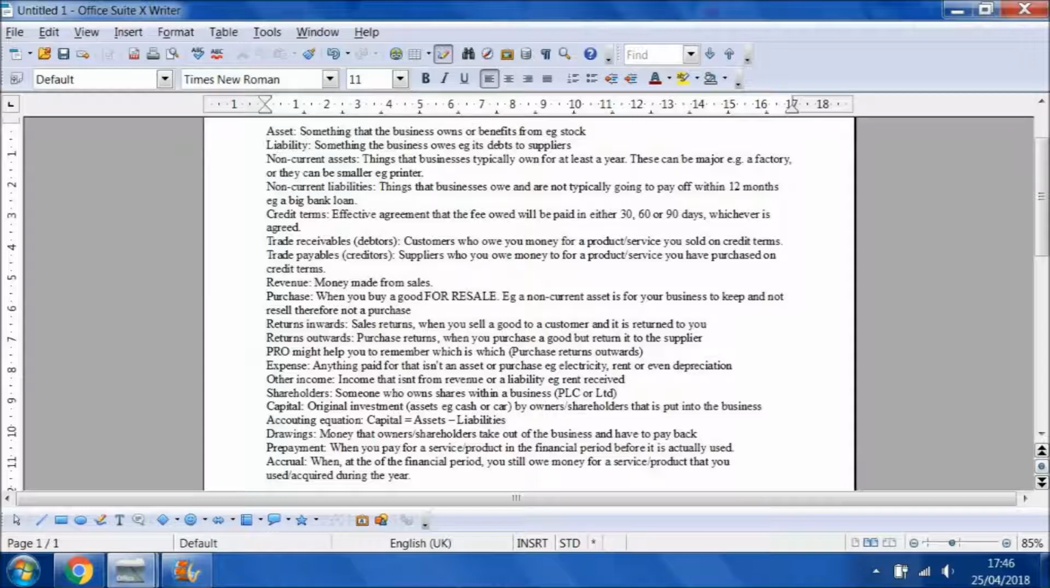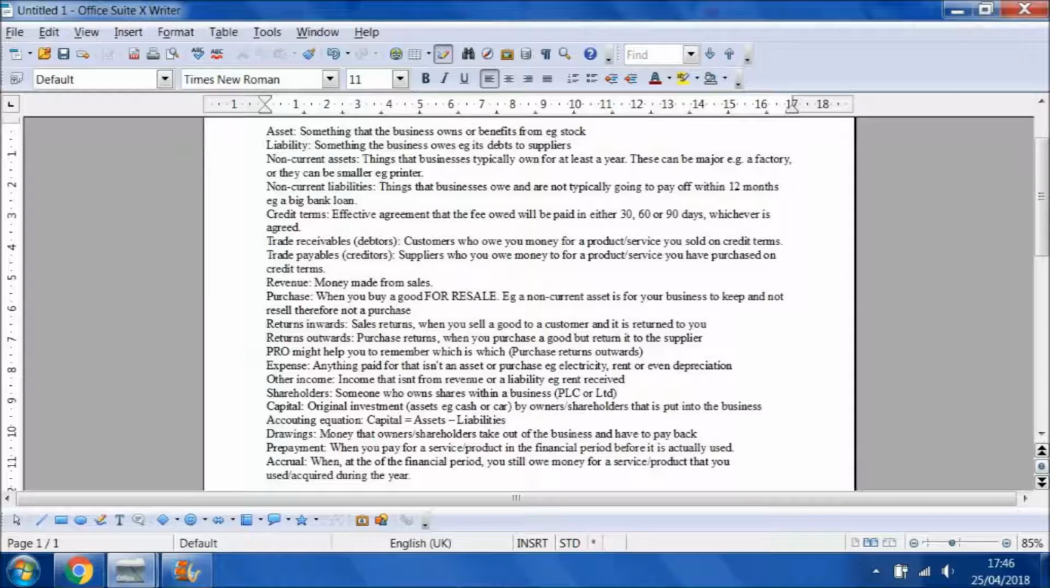a big bank loan. Credit terms are effectively an agreement that the fee that is owed will be paid in either 30 days, 60 days, or 90 days. Again, whichever one is agreed. Trade receivables, also known as debtors, are customers who owe you money for a product or service that you have provided on credit terms. Trade payables, also known as creditors, are suppliers who you owe money to for a product or service that you have purchased on credit terms.